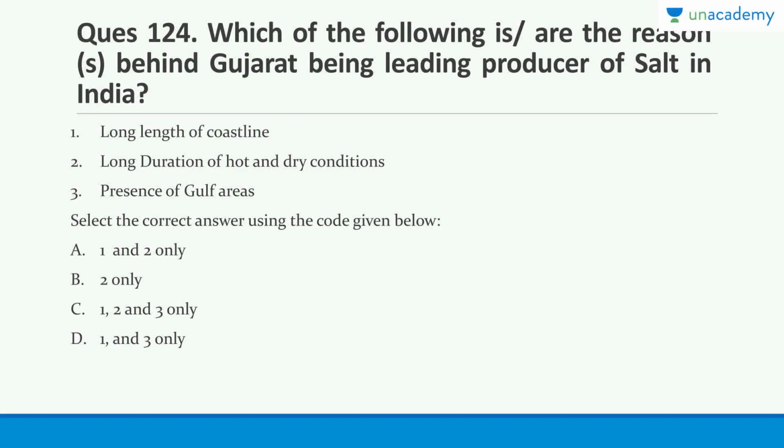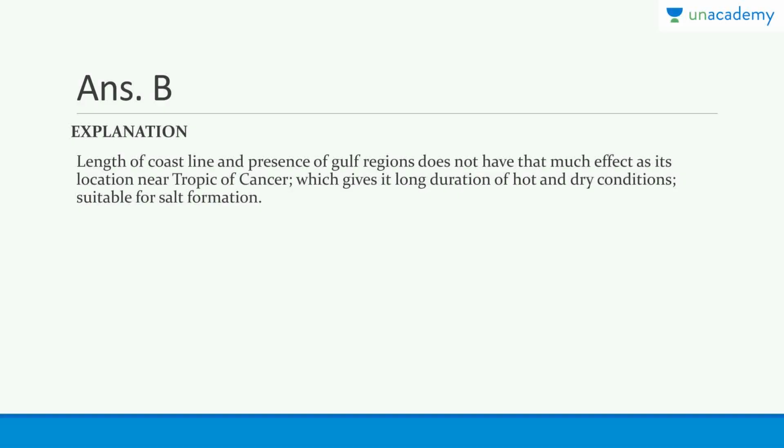Question 124. Which of the following are the reasons behind Gujarat being the leading producer of salt in India? Long length of coastline is present in other states also. Long duration of hot and dry conditions is the main reason. Presence of Gulf area is also not the reason. So answer is 2, B. Length of coastline and presence of Gulf region do not have that much effect, as its location near the Tropic of Cancer gives it long duration of hot and dry conditions, which is suitable for salt formation.